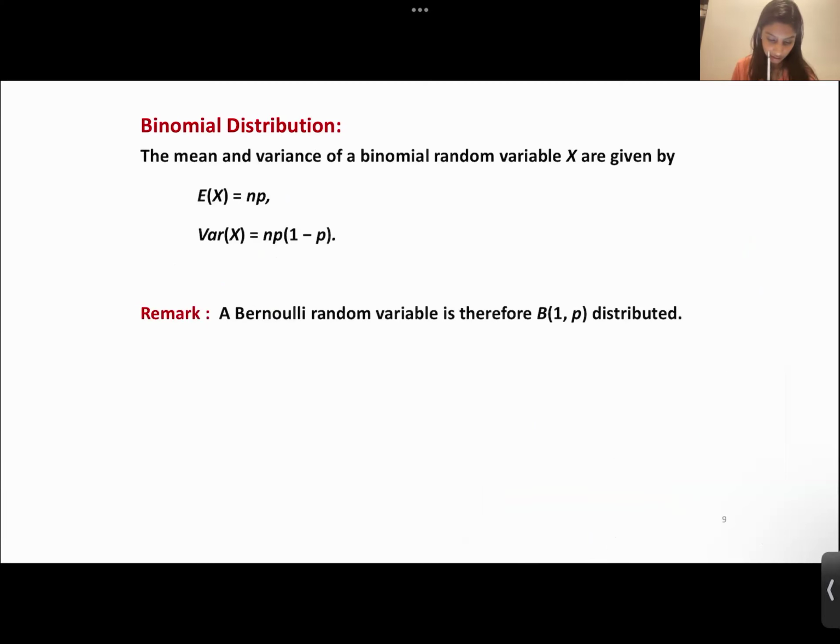Yeah, we already saw this. Oh, we didn't see this. So again, the mean of your distribution would be N into P, and your variance would be NP into 1 minus P. And a Bernoulli random variable is distributed as B of 1 comma P.